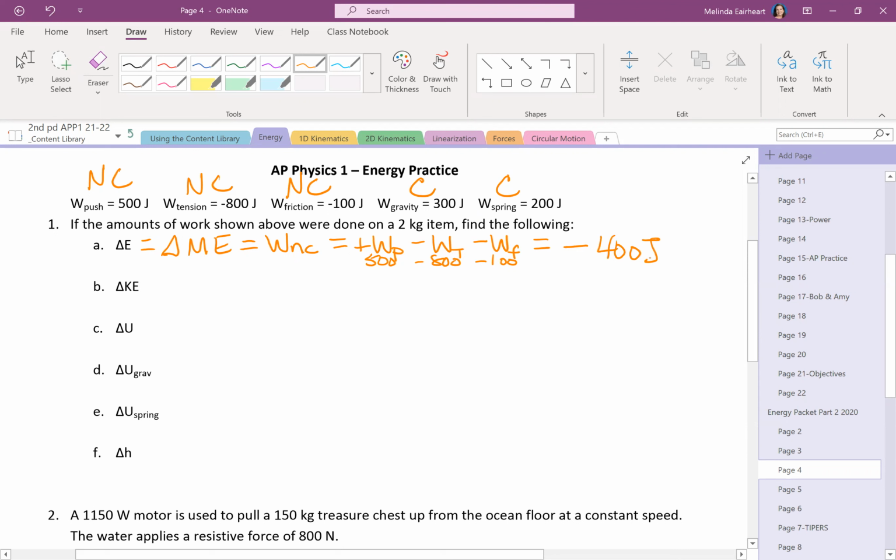This isn't necessarily AP. It's kind of just stepping us towards it. What about change in kinetic? Well, work energy theorem, it's equal to net work. So what are we going to do? All of them, all 5. And so just to save room, I'm going to go for the numbers. So note to self, it's all. And so we get a positive 500 minus 800 minus 100. We already know that's negative 400, right? And then we've got a positive 300 and a positive 200. And so that negative 400 with an extra positive 500 gives us positive 100.